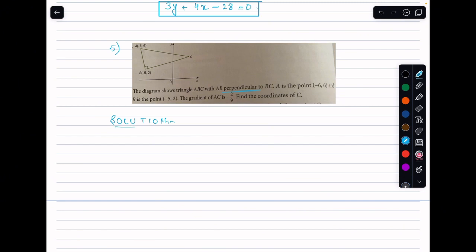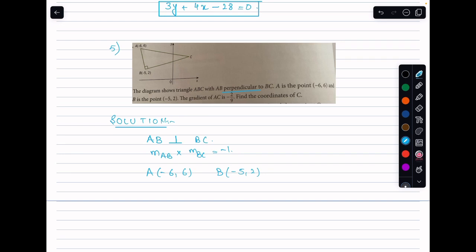so for the data, the first thing that I know is that for this triangle, AB is perpendicular to BC. That means the gradient of AB times the gradient of BC should be equal to negative 1. A is the point which is negative 6 and 6, and B is the point which is negative 5 and 2. So from the given points A and B, I can very easily get the gradient of AB, meaning I can have the gradient of BC as well.